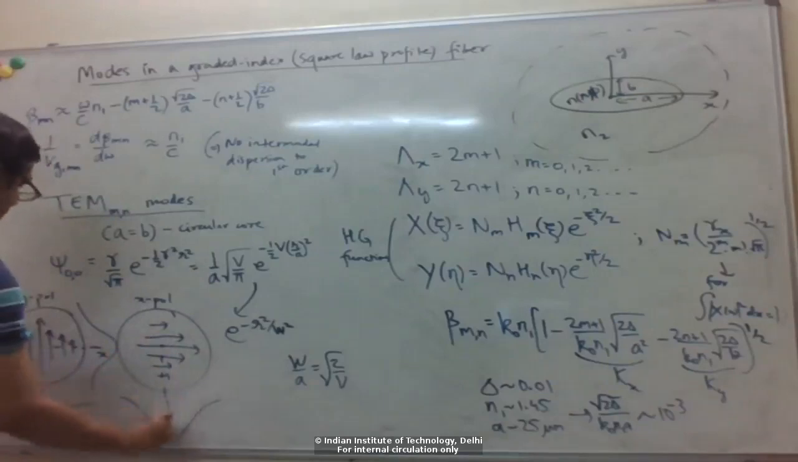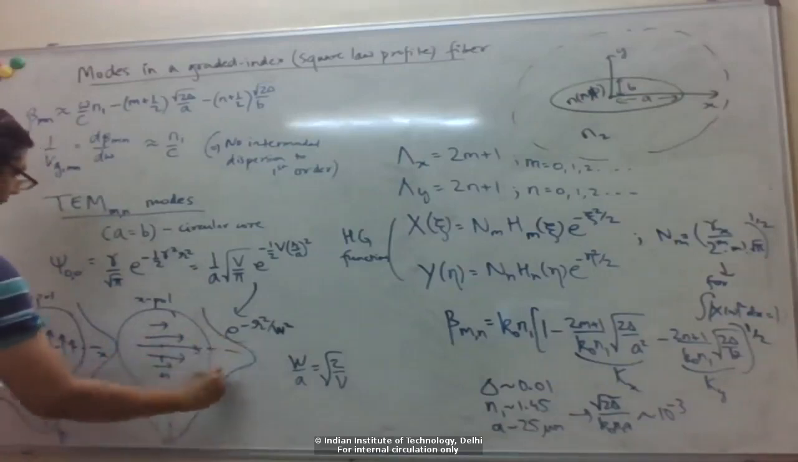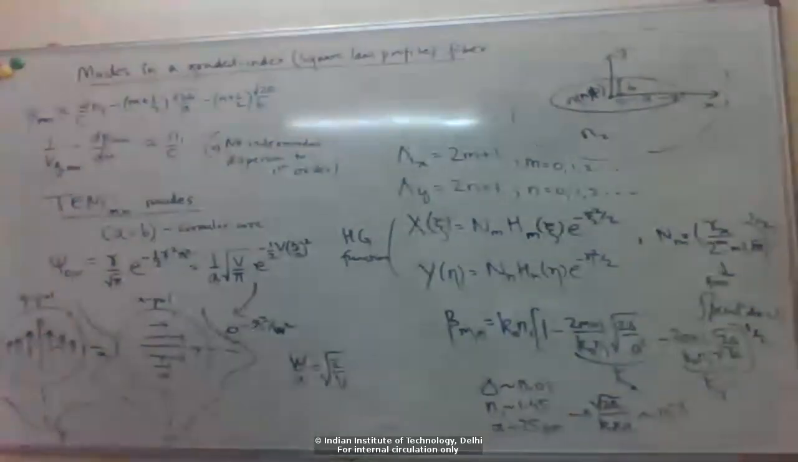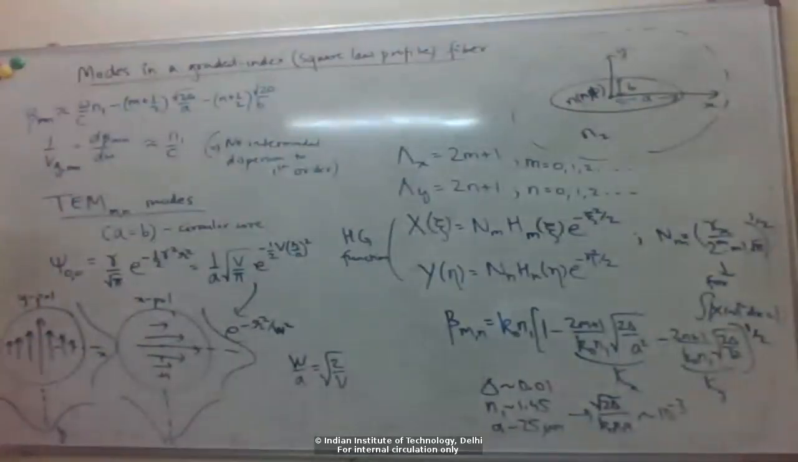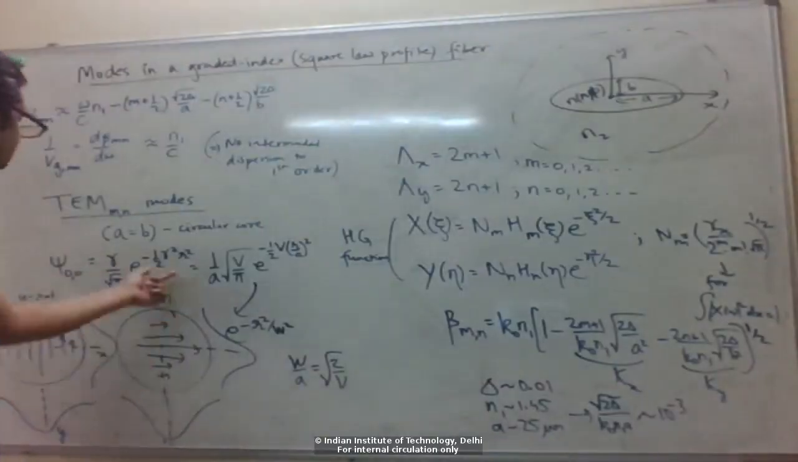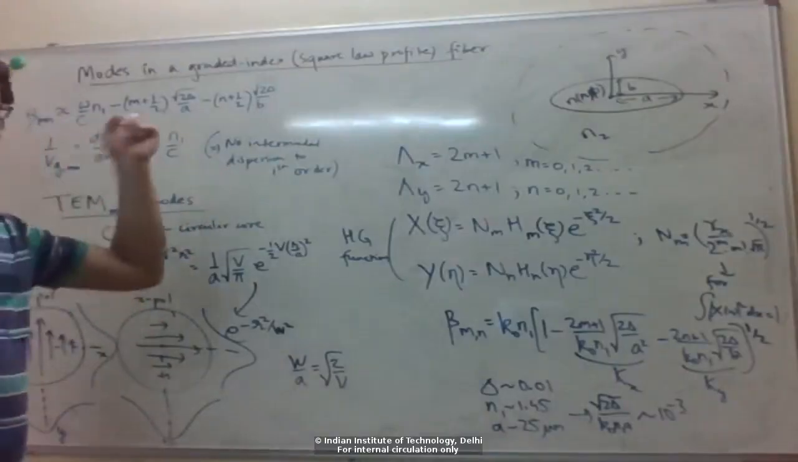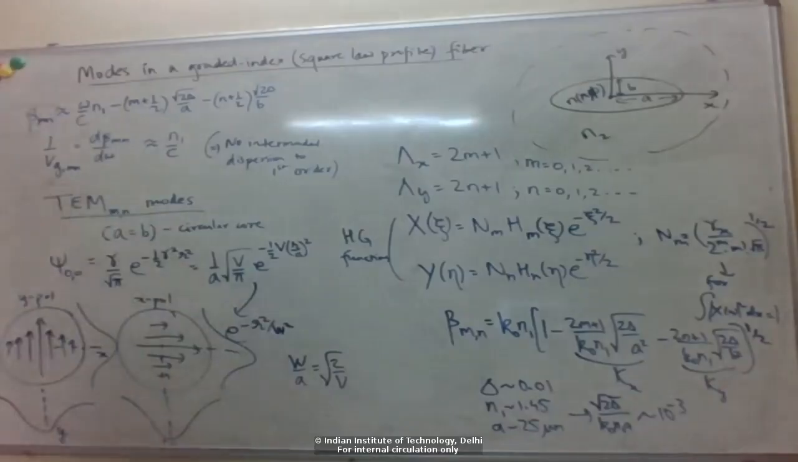This looks pretty much like the LP01 mode, the fundamental mode in the step index fiber. So the TEM00 mode looks basically like the LP01 mode. Of course, the function is slightly different. Here you have an exact Gaussian for the graded index, whereas recall for the step index you have the Bessel function.